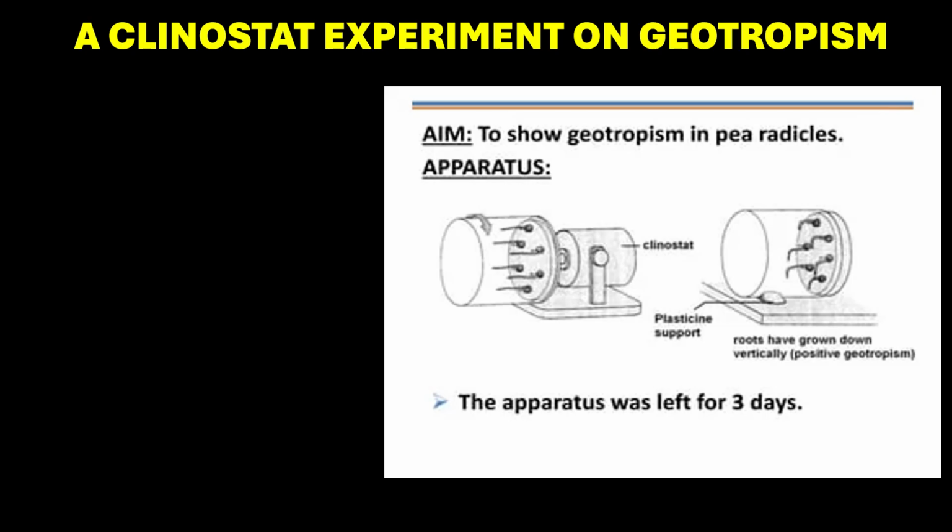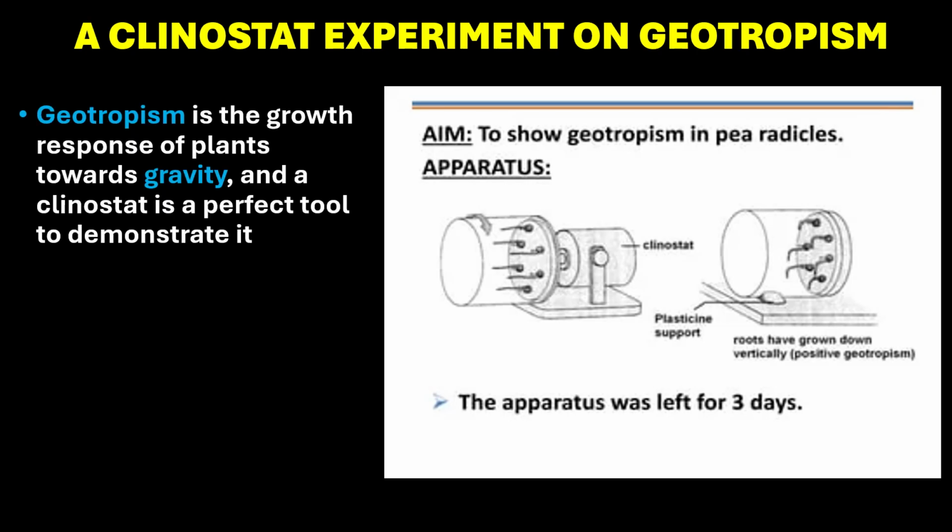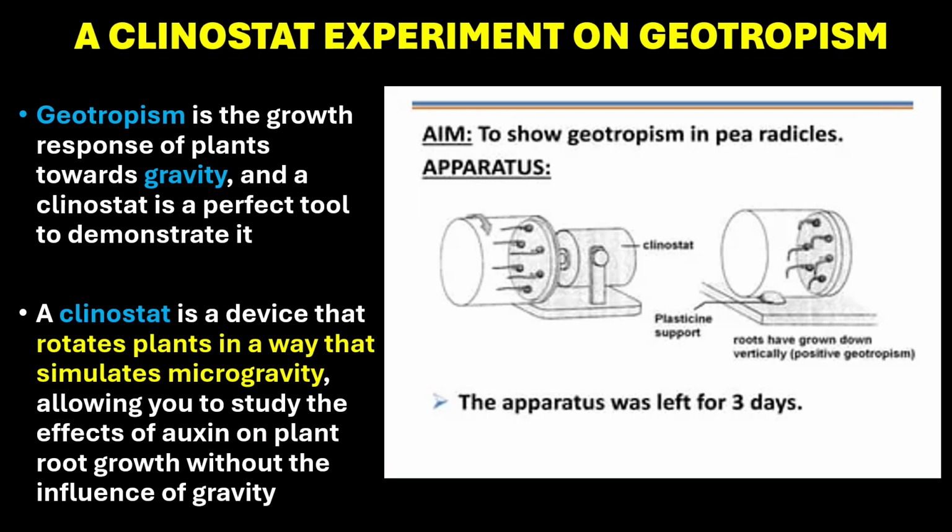The aim is to show geotropism in pea radicles, and this is an experimental device to use. We are still using a clinostat. We have to know geotropism is the growth response of a plant towards gravity, and a clinostat is a perfect tool to demonstrate. So a clinostat is a device that rotates plants in a way that simulates microgravity.